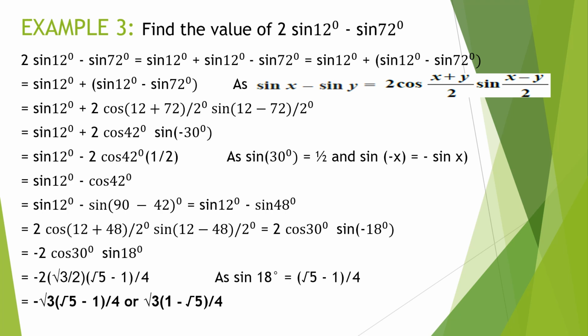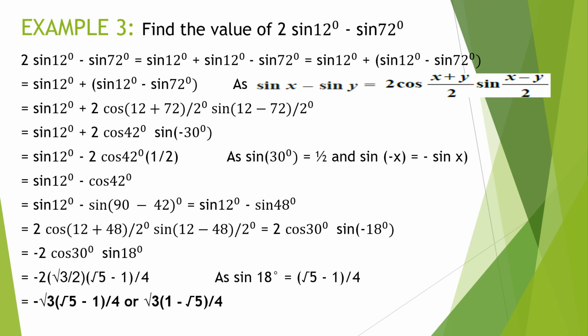Now again, cos 42 degree can be written as sin of 90 degree minus 42 degree, because sin of pi by 2 minus theta gives you cos theta. Correct? So sin 12 degree minus sin of (90 minus 42) degree, which is equal to sin 12 degree minus sin 48 degree.